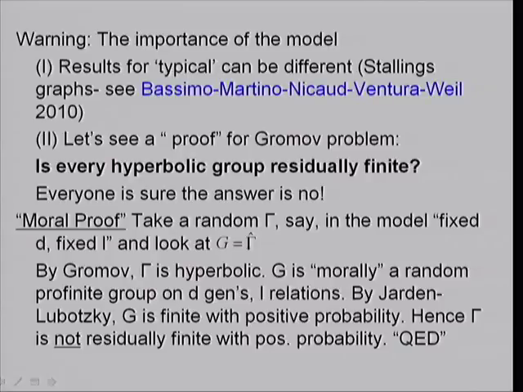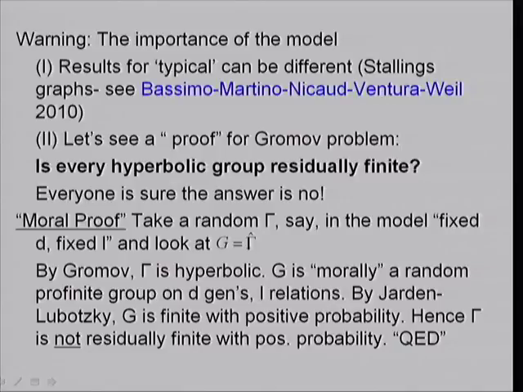So let's take a random group gamma in one of the models. For example, take the model of fixed D, fixed L. I take a fixed number of generators and a fixed number of relations. In this case, a random group like that will be hyperbolic. And now look at the profinite completion of that group. By Gromov, gamma is hyperbolic, that is the same. G is morally a random profinite group on D generators and L relations. Why? You see, you fix D generators and you pick up L random relations.